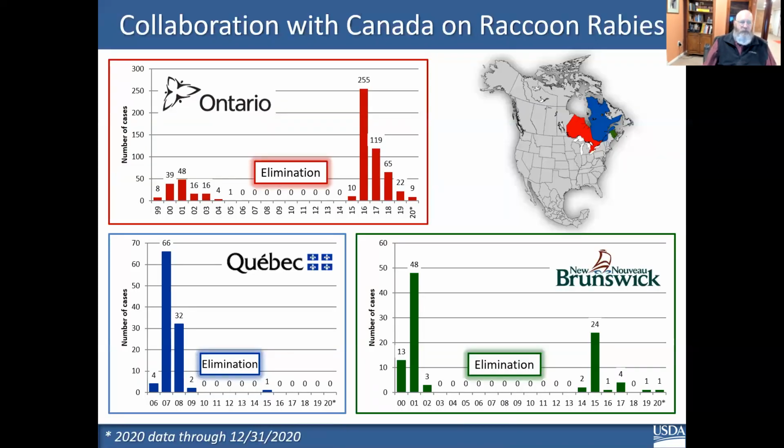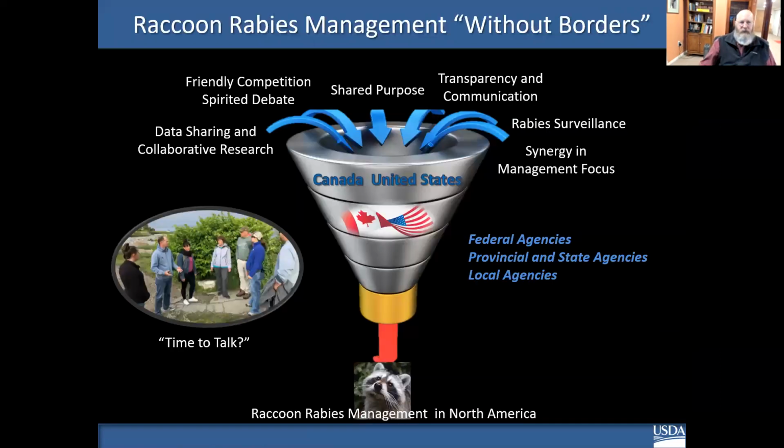They've been dealing with their own raccoon rabies outbreak. They effectively in Quebec and New Brunswick and Ontario eliminated raccoon rabies, but 2015 was a particularly bad year. We saw a reemergence in all the provincial areas. And fortunately in Quebec, they only had that one case, but Ontario and New Brunswick have been dealing with the reemergence ever since, but they are making good progress.